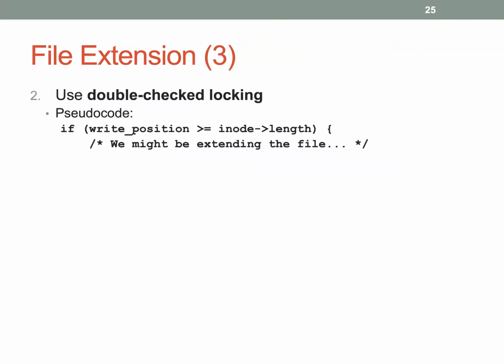Now, the other approach is to use this pattern called double check locking. And I think it's great to be exposed to this pattern. So you'll notice what we're doing here. If the write position is at least the length of the file, well, then we may be extending. Notice we haven't acquired any locks. We're doing something slightly dangerous.